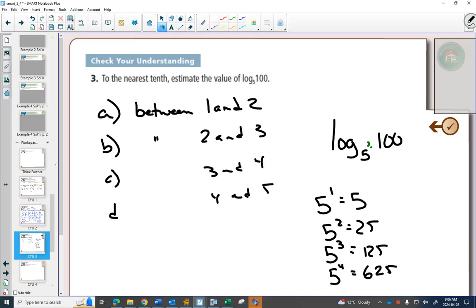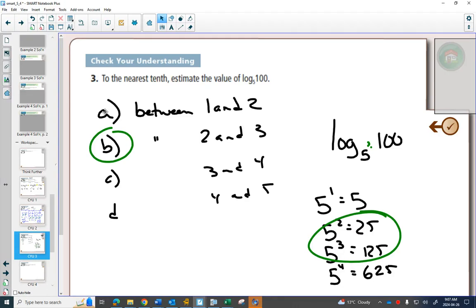So can you see that 100 is between 25 and 125? So if I was going to do an estimate, I would say this has to be somewhere between 2 and 3. To actually find that decimal, right?